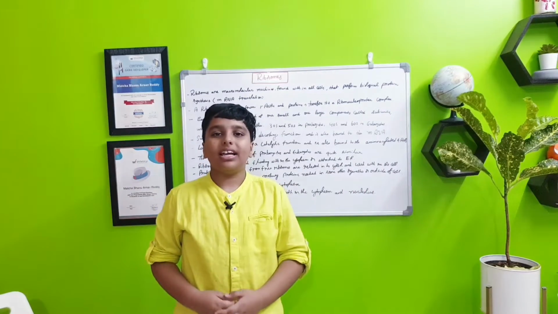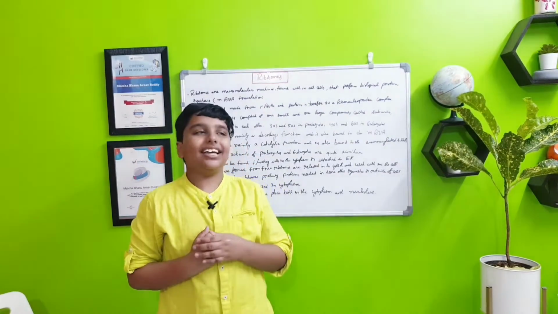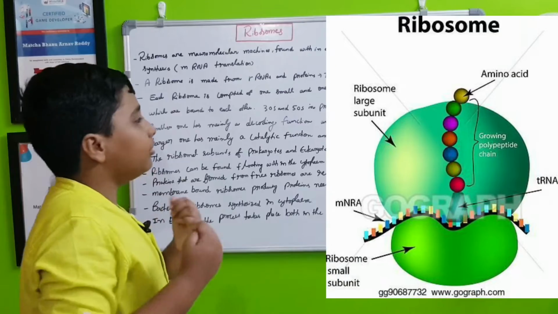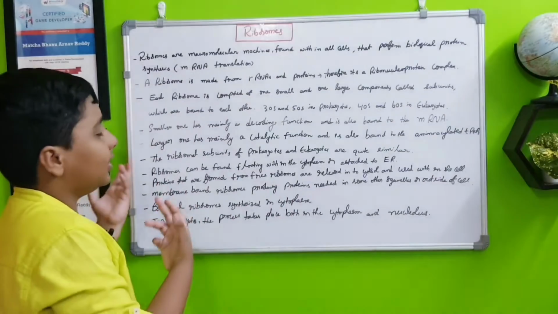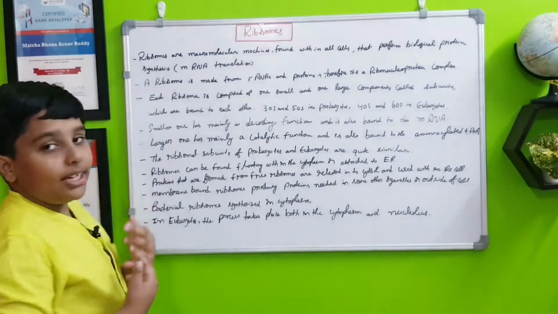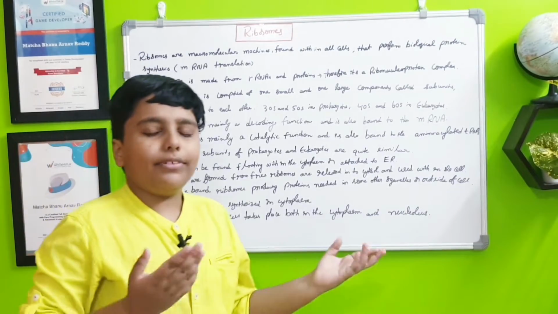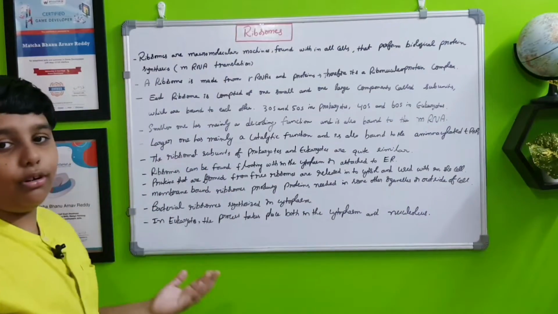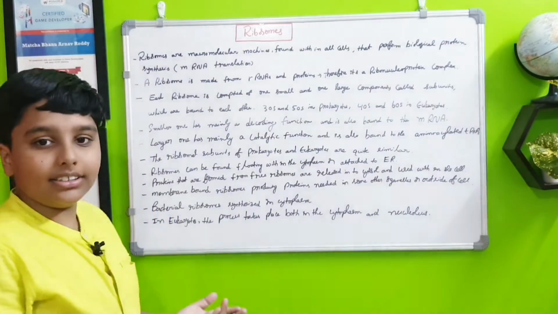Today is the 6th episode in the biology series. So today we are going to discuss the smallest organelle in a cell, the ribosomes. Ribosomes are macromolecular machines found within all cells that perform biological protein synthesis, which is also known as mRNA translation. So these ribosomes make proteins. Proteins are used by every cell. Every step of the cell, proteins will be used. So ribosomes are the most important organelle because of this protein synthesis.